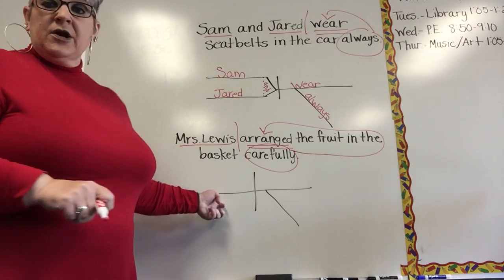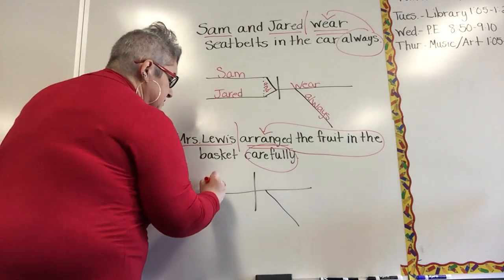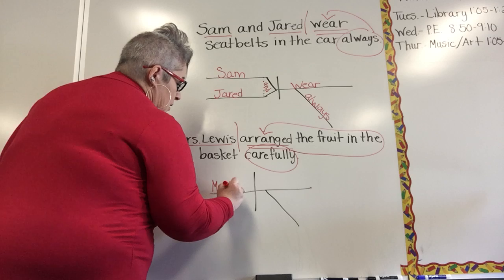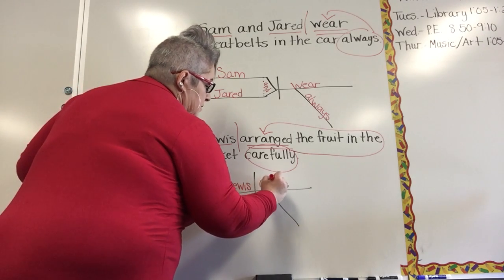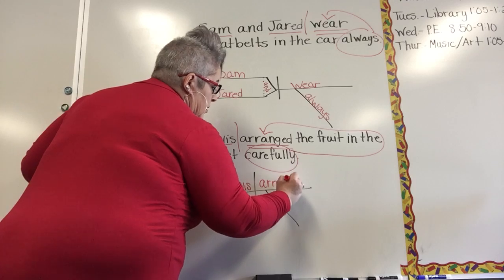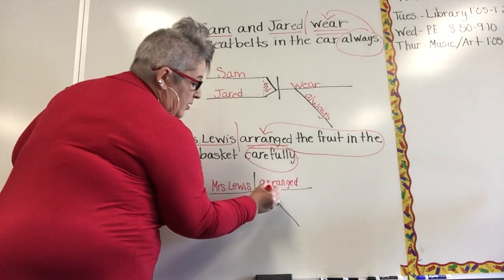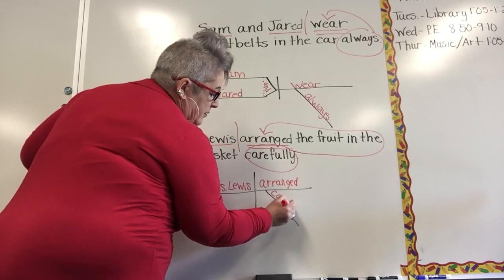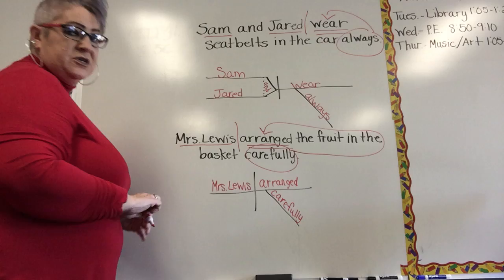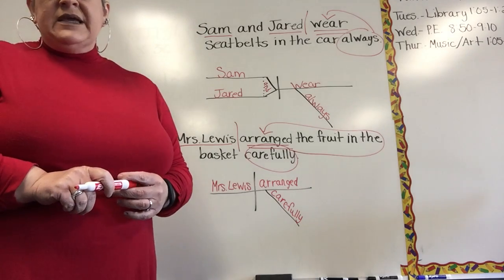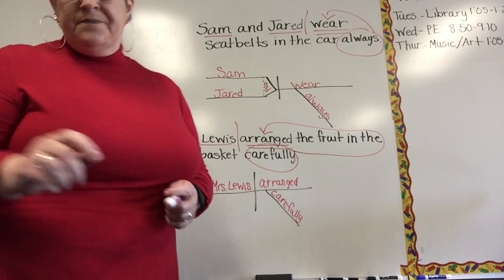Now I'm going to come down here and diagram the subject, the verb, and the adverb. My subject is Mrs. Lewis. My verb is arranged. How did she arrange them? Carefully. That's my adverb, and that goes here on this line. All right, boys and girls, that's how you do Think B on page 160 of your language paper for today. Okay?